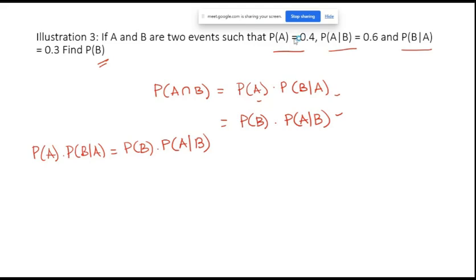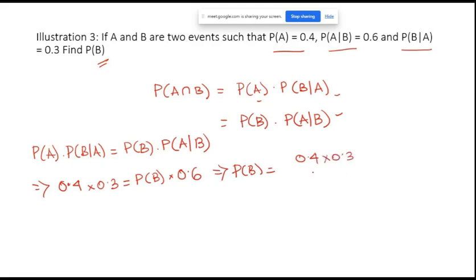Now I think you have many things. You just start replacing. Probability of A is 0.4. Probability of B given A is 0.3, equal to probability of B, which we don't know and want to find out, multiplied by probability of A given B, that is 0.6. So this implies probability of B equals 0.4 into 0.3 divided by 0.6. Just to find out, 4 into 3 is 12. So this is 0.12 and this is 0.6.